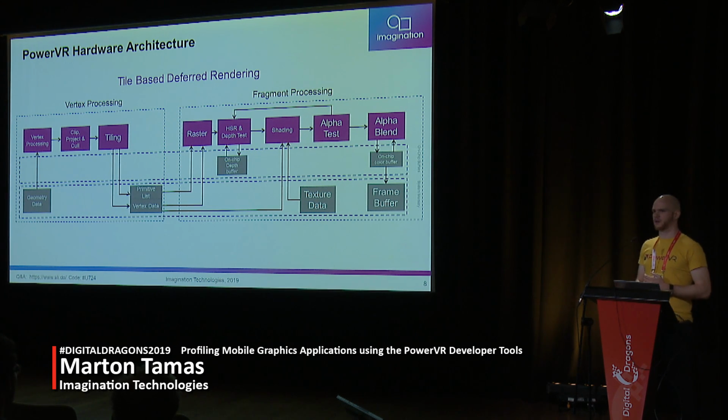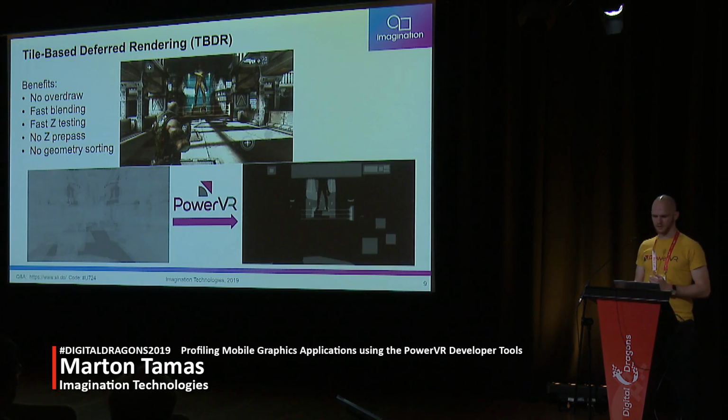But we are also deferred. So what does that mean? Deferred means that we postpone all shading and texturing operations until all opaque objects have been tested for visibility. And to do that, we've introduced a new block called hidden surface removal, which essentially culls all occluded pixels using predetermined visibility accelerated by the on-chip depth buffer. So this results essentially in zero overdraw.